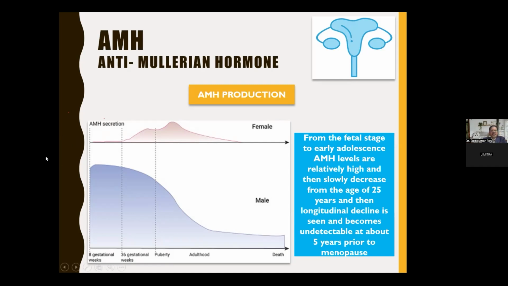This AMH secretion in females starts at about 36 gestational weeks, goes up, and gets its peak at puberty. For males, it is maximum at 8 gestational weeks, and then it declines. In adulthood it is very low, and continues at a sustained level up to death. But in the case of females, it declines and comes to the baseline.